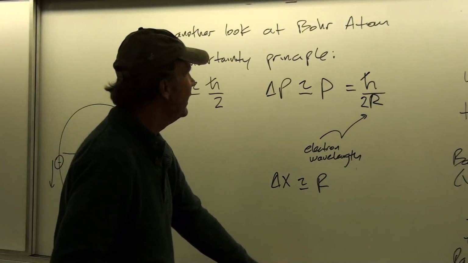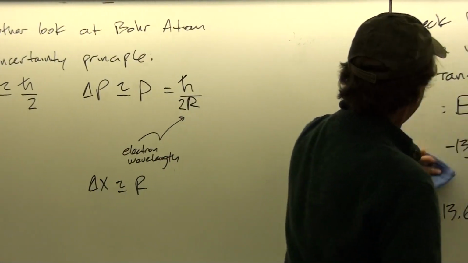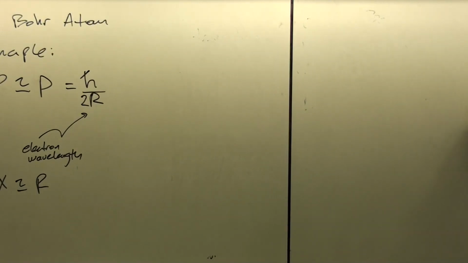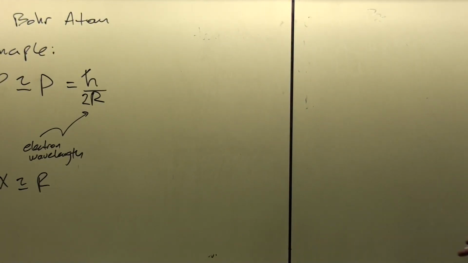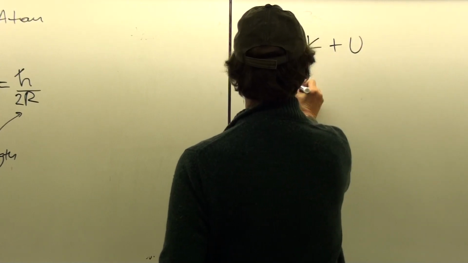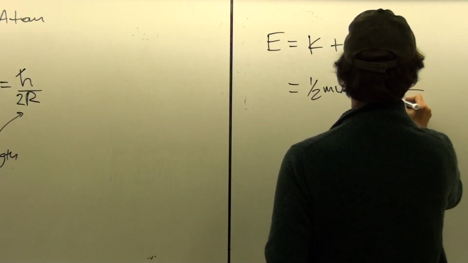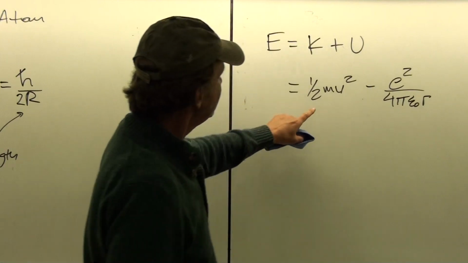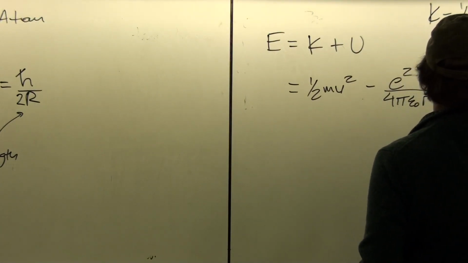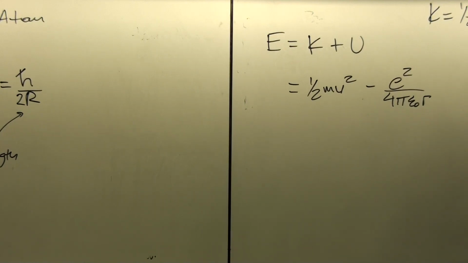So once we've established that, we can write an expression for the total energy. Now, in our total energy expression, if it's non-relativistic, the total energy is the kinetic plus the potential, or 1/2 mv squared minus e squared over 4 pi epsilon naught r. But what I'd like to start doing from now on is writing for the kinetic energy, instead of 1/2 mv squared, 1/2 times m squared v squared over m.